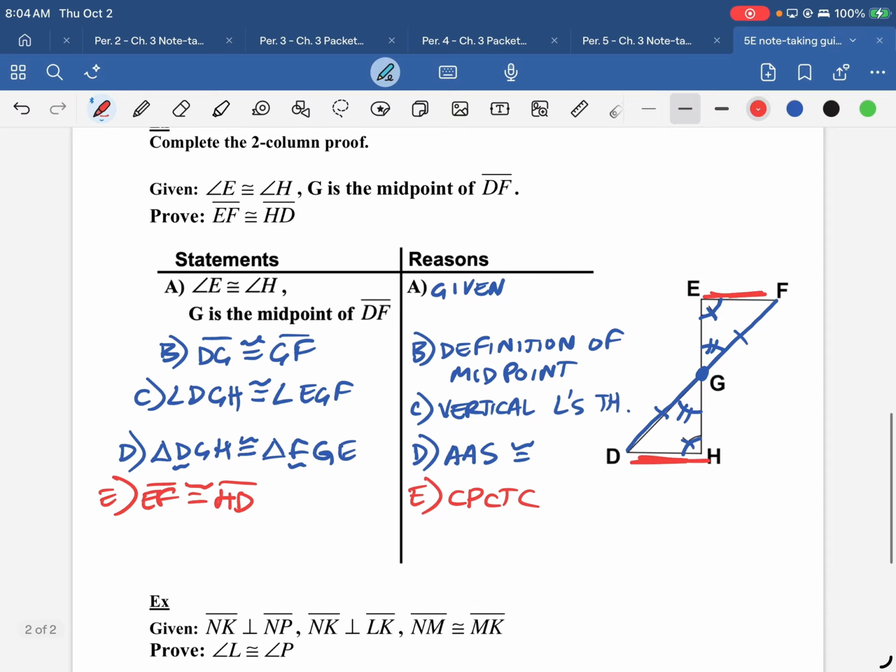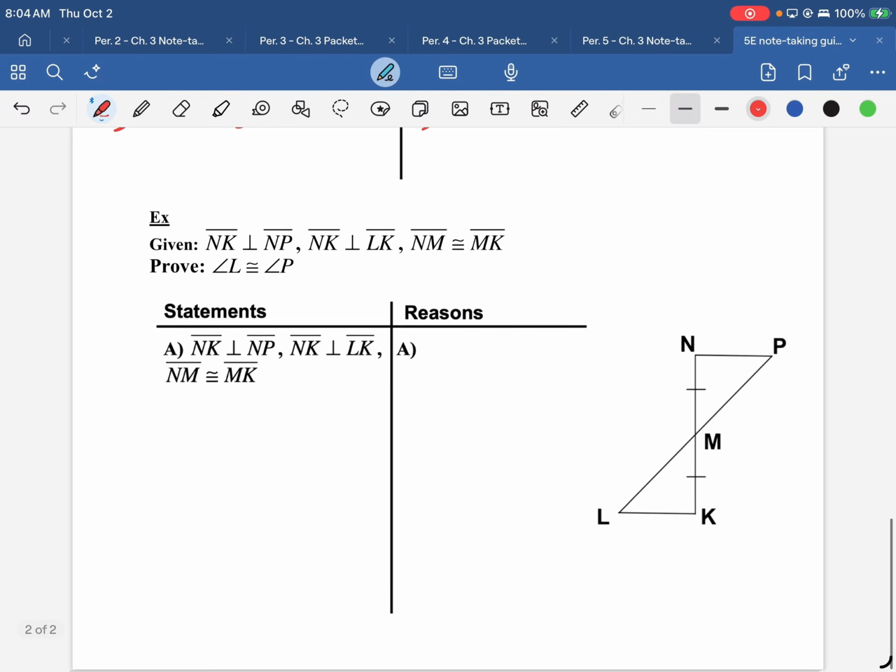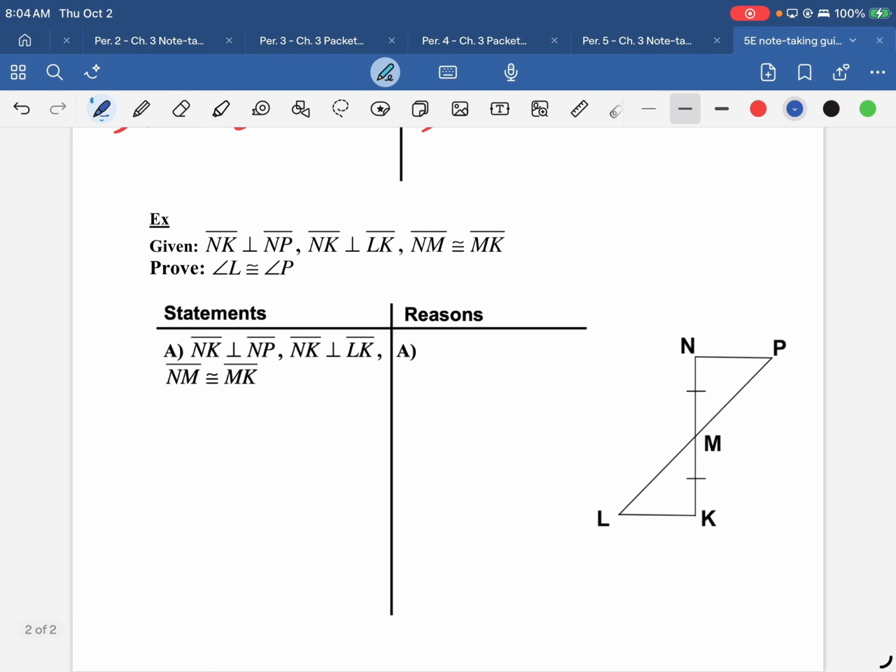Okay, all right, let's try another one. So my first reason is going to be given. I'm not even reading this stuff really, but the first reason is always given. I can see that is that same info from up above. Okay, so let's see. It tells us we've got these sides are congruent. That's already marked in the diagram. We also have some perpendicular segments, so that's going to give me some right angles.